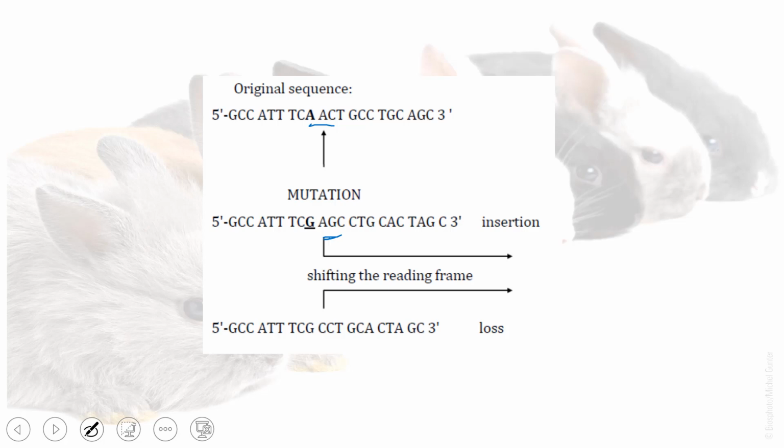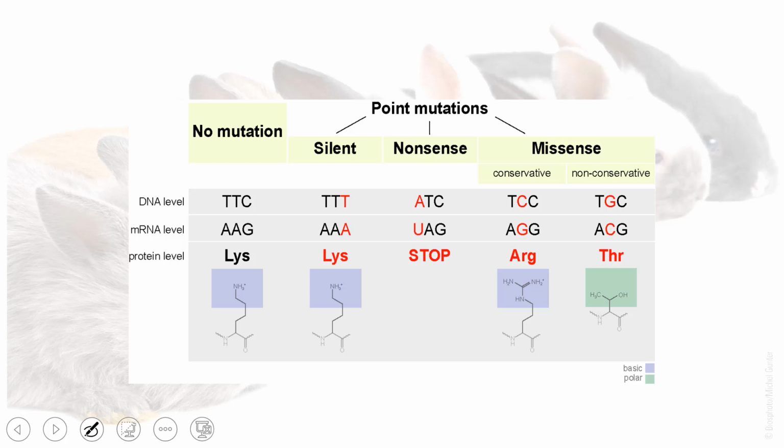So not only would that gene be altered in terms of the RNA product being translated differently, but any gene that comes downstream from this frameshift mutation is also going to be impacted by the mutation. All right, point mutations. So these are what are called single nucleotide polymorphisms.